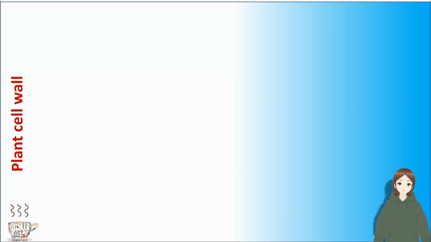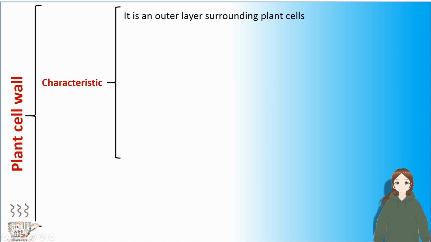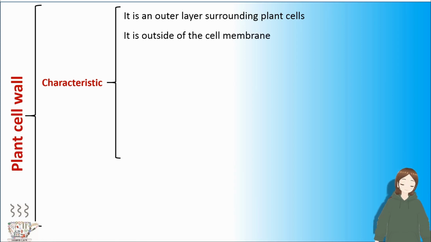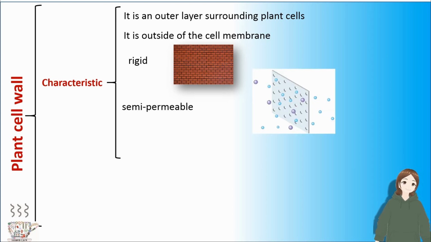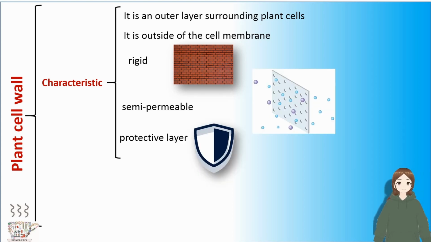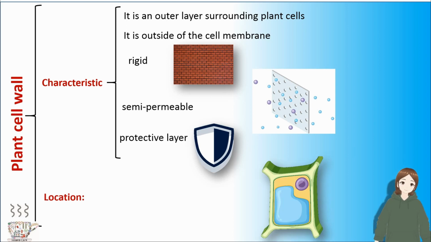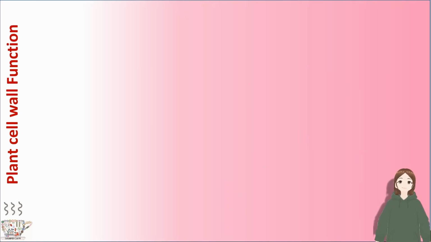Plant cell wall is an outer layer surrounding plant cells. It's outside of the cell membrane. It's a rigid, semi-permeable, and protective layer. It's located next to the plasma membrane. Plant cell wall function. Plant cell wall has so many functions.